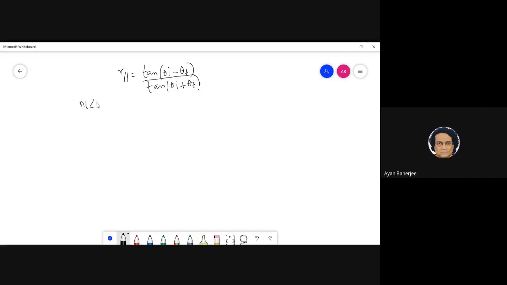So for Ni less than Nt, the graph is pretty simple. Ni less than Nt means theta i is greater than theta t, so the expression is positive. What happens right at pi by 2? It becomes 0. So if I draw this as my 0 and this as my pi, this is 0.